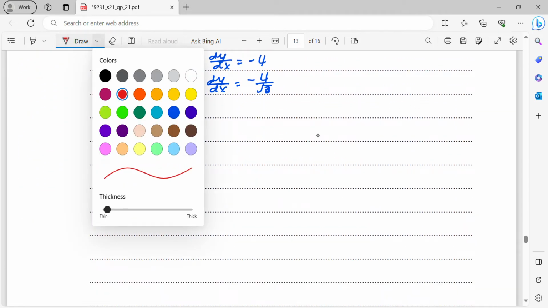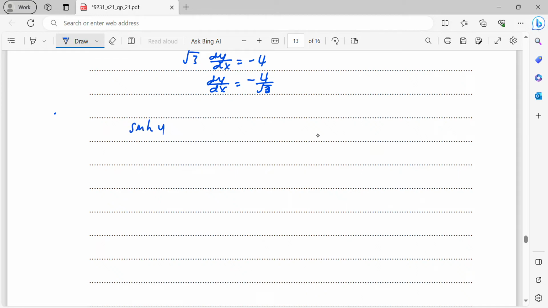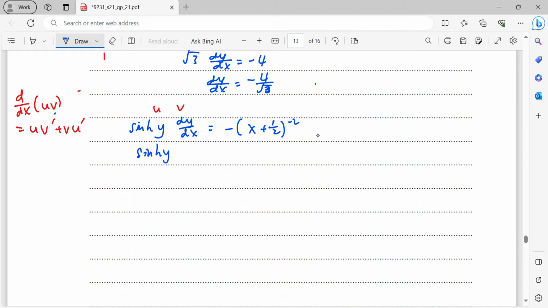So now I will write sin y dy/dx equals negative of (x plus half) to the power of negative 2. And now I differentiate. To differentiate, this is uv, product rule. So differentiate using the product rule, it will be uv' plus vu'. Okay, so then I keep the sin y, differentiate dy/dx, it will be d squared y over dx squared. Then plus, keep the dy/dx, differentiate sin y with respect to x.